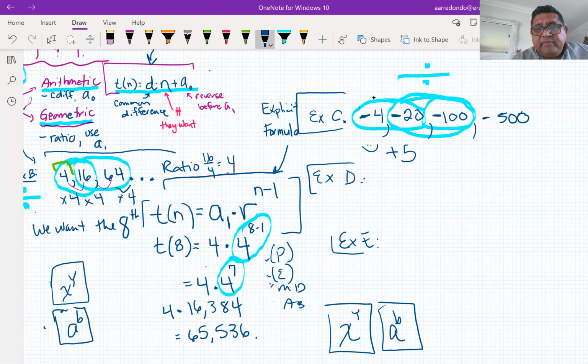Right. And what's -100 divided by 20? How many 20s go into 100? Okay, 5. So, good. Have I convinced you that it's 5? There's our ratio. There's our R.